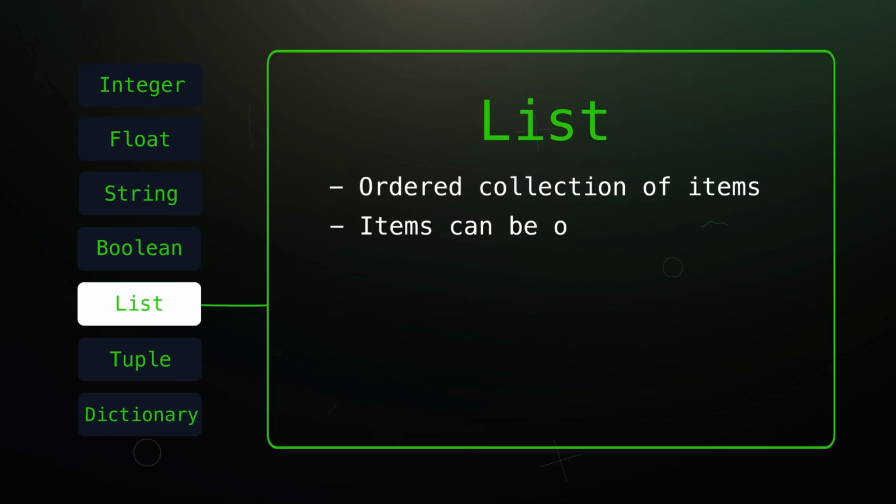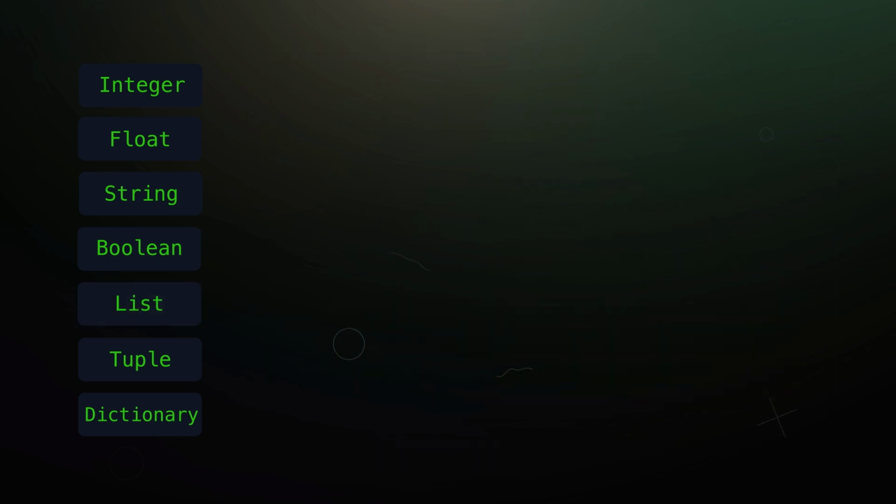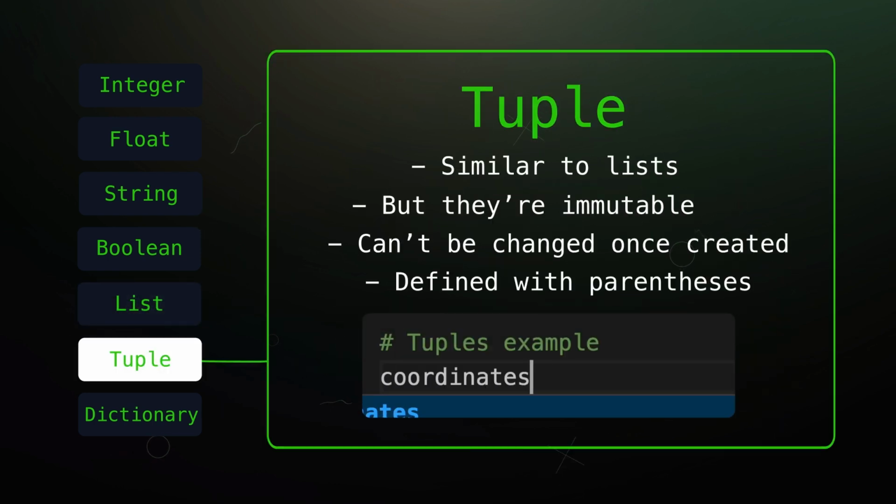Next up are lists. Lists are ordered collections of items like numbers or strings, and they're defined using square brackets. You can store just about anything in a list. Next, we have tuples or tuples, depending on how you pronounce it. They are like lists, but they are immutable, meaning once they're created, they cannot be changed. Tuples are defined using parentheses.